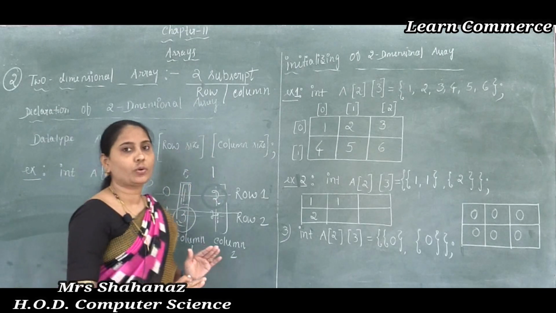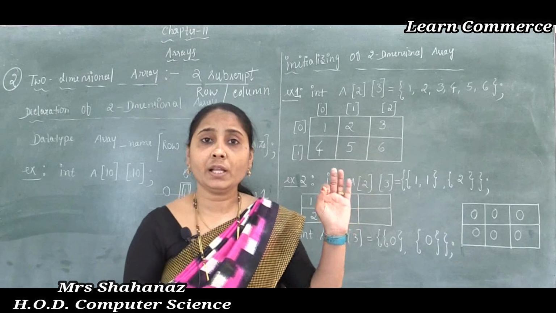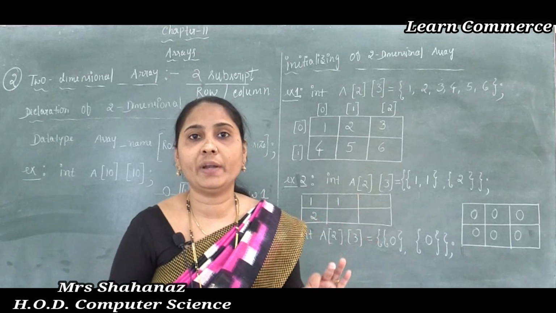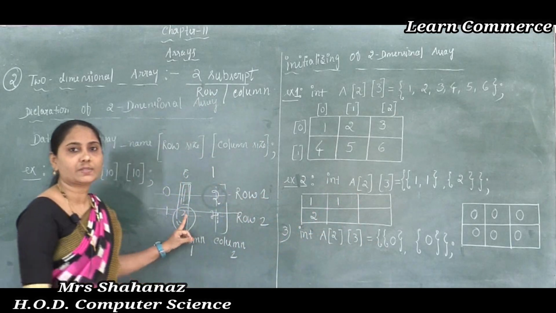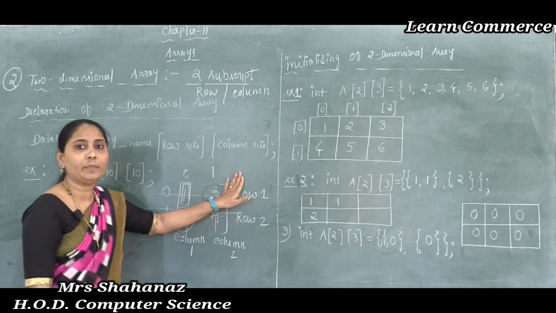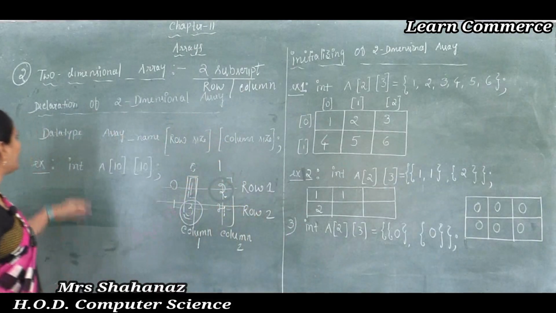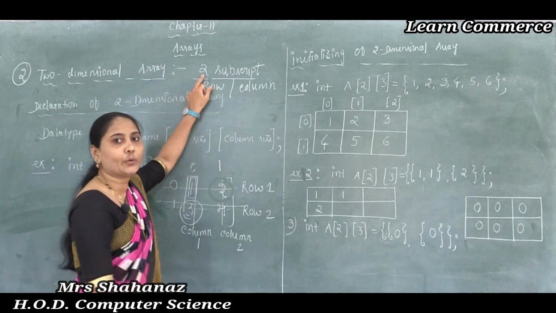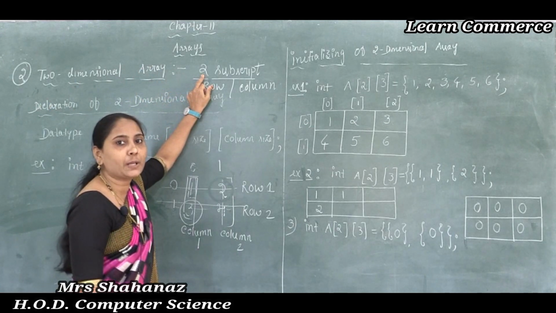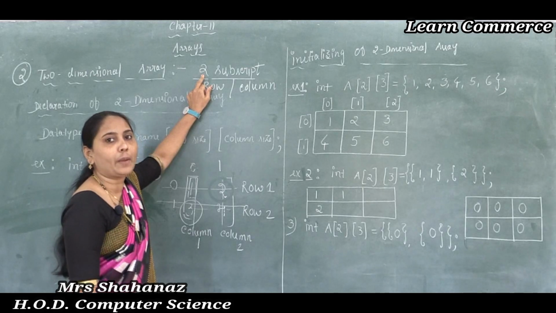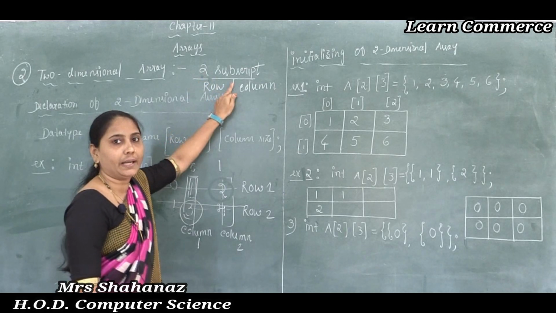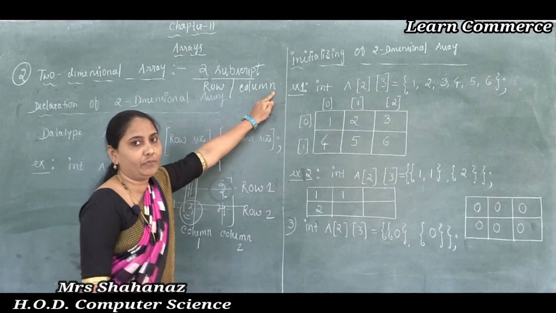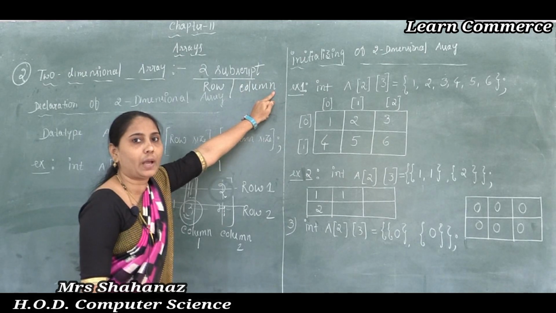So here I only want to say that to identify any element we should know its row number as well as the column number. In our two-dimensional array, as we know, two subscripts are there, and the subscripts of an element of a two-dimensional array are the row number and the column number. Okay, we know the meaning of our two-dimensional array.